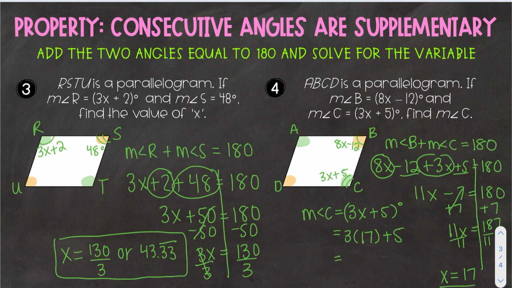So 3 times 17 is 51, plus 5 equals 56 degrees. So the measure of angle C would be 56 degrees.